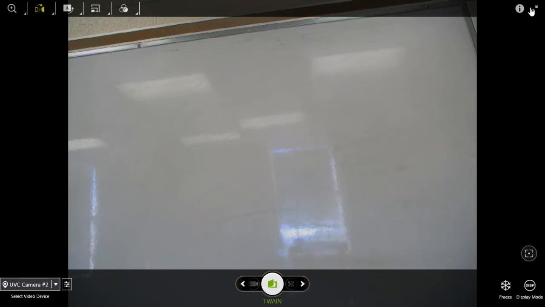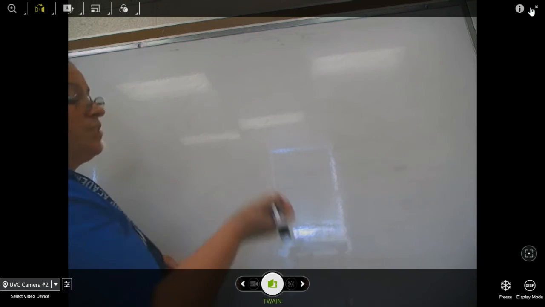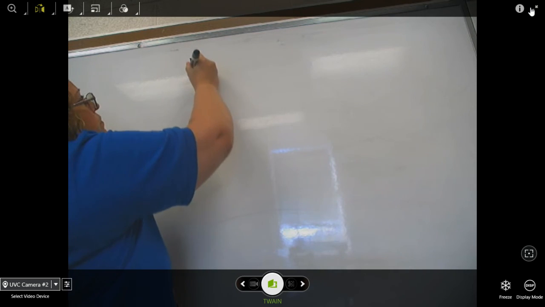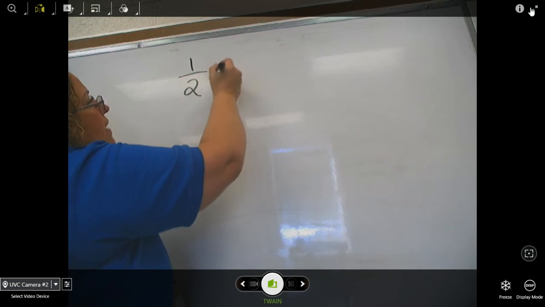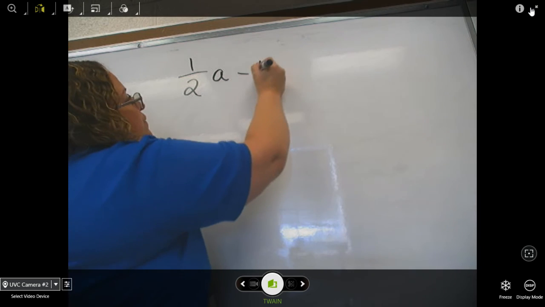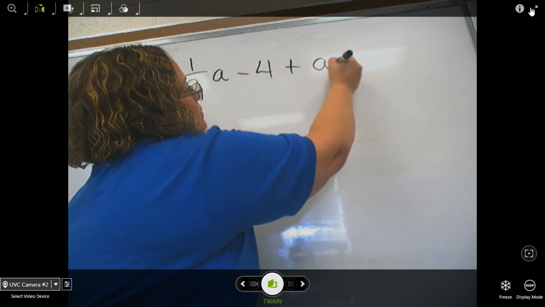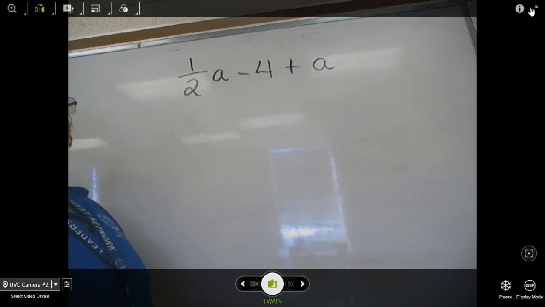Okay, so now let's do some fractions because we love fractions. Okay, so we're still combining like terms, but now we're going to do fractions. So let's do 1/2 a minus 4 plus a. Okay? 1/2 a minus 4 plus a.